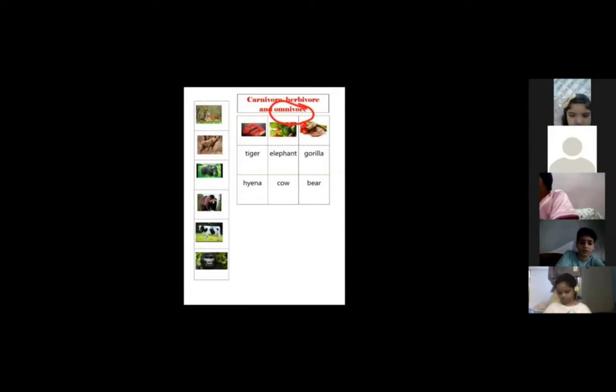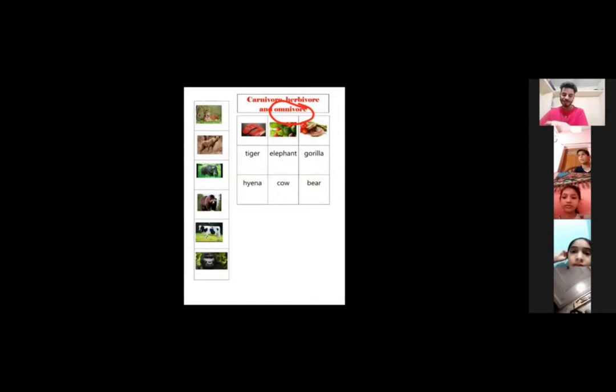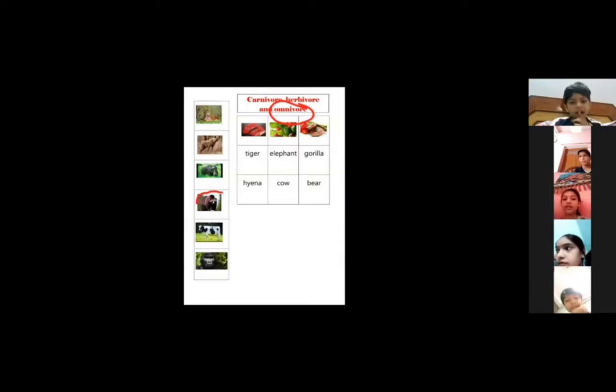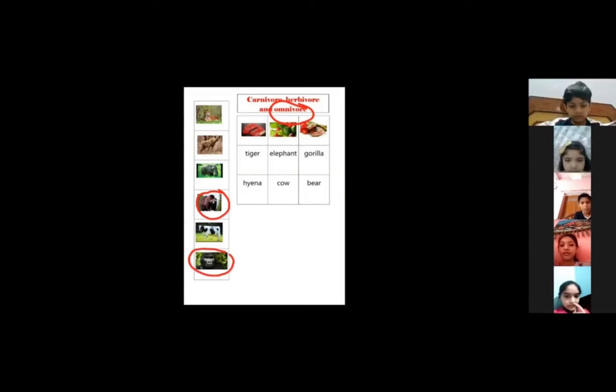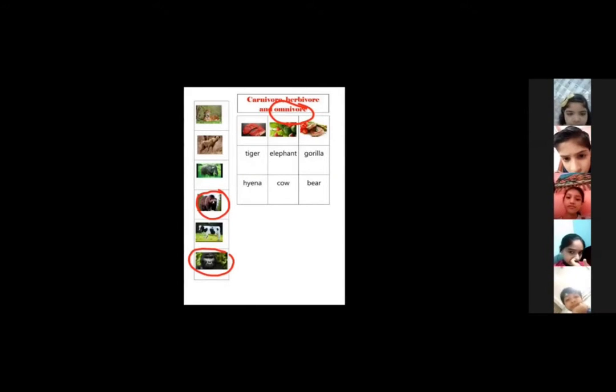So omnivores are animals that can eat both plants and animals. Some of the omnivores in this picture you can see are the bear. We also have the gorilla. So these are called omnivores. The exact definition of omnivore is animals which eat both plants as well as animals. Is that clear? Yes, sir.